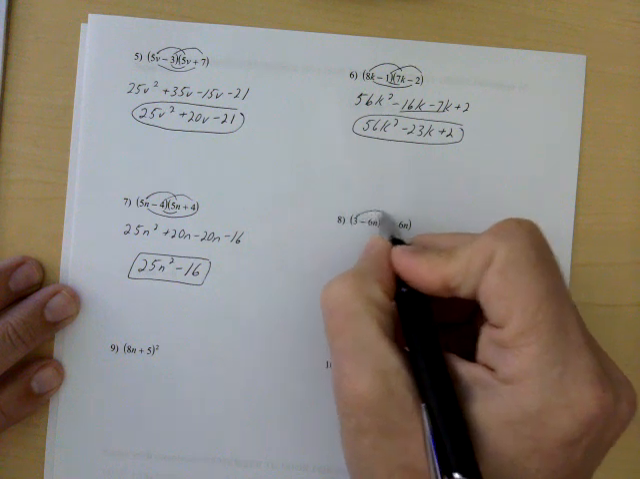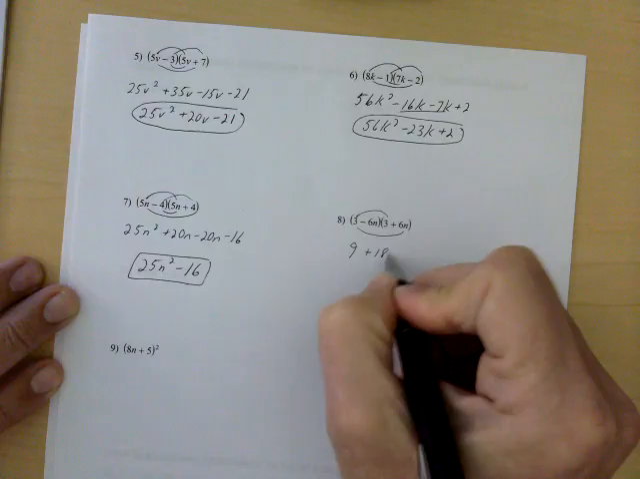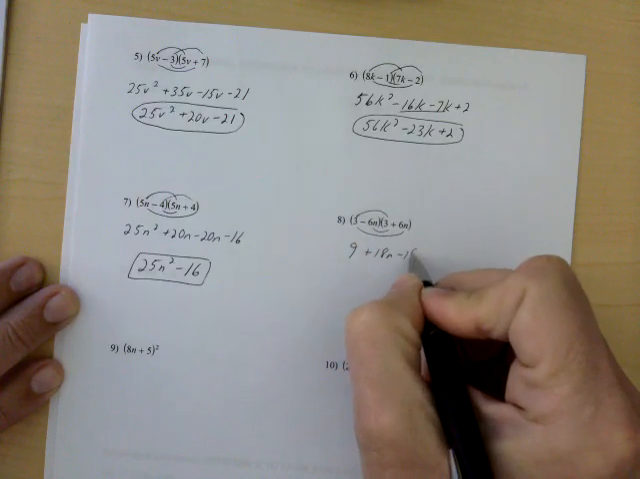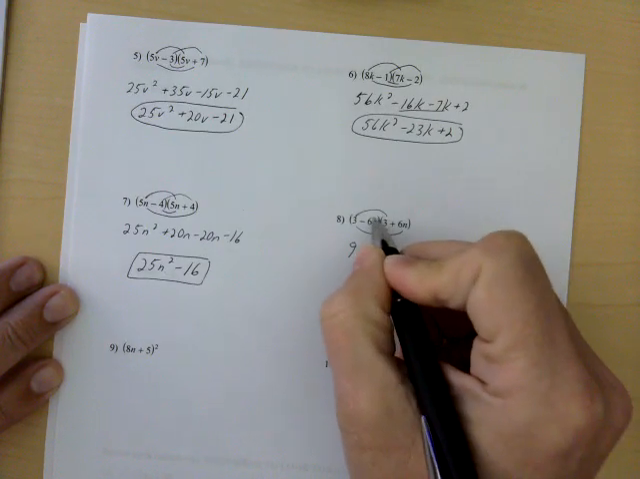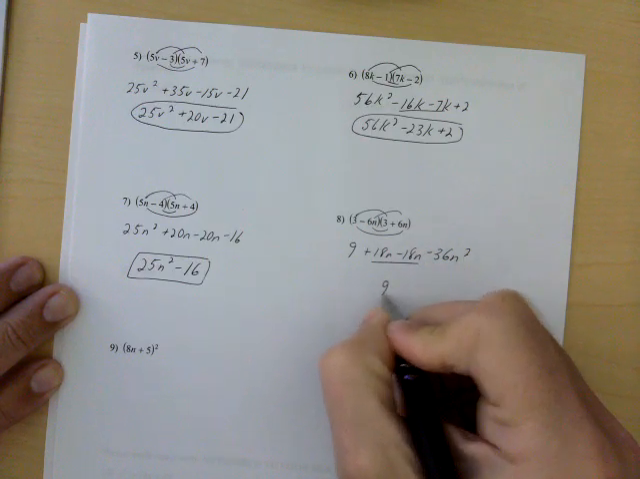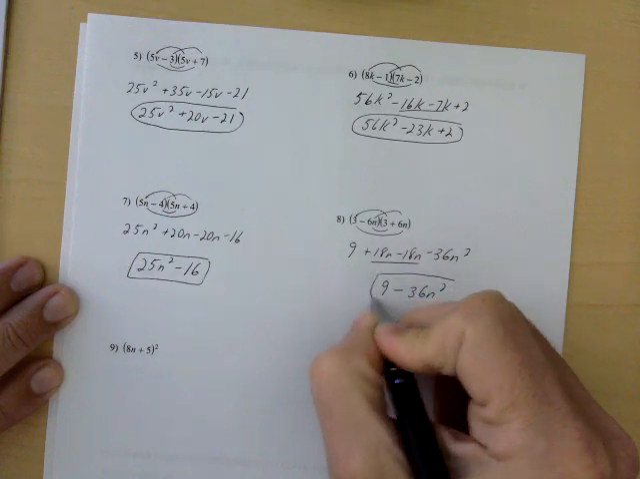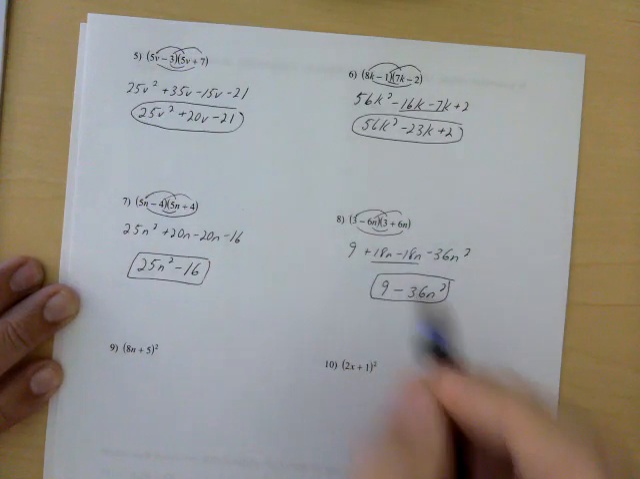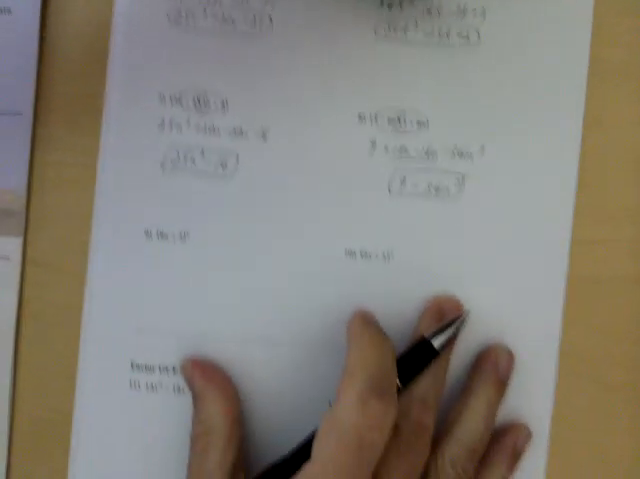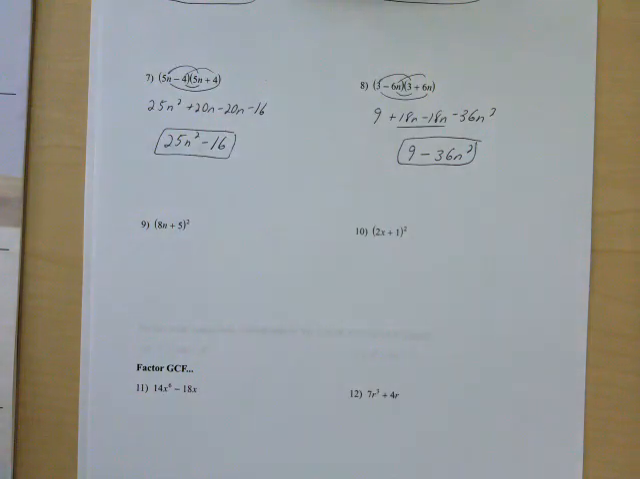Okay, here we have our 9, but our outers and our inners are going to disappear. These cancel out, and you're left with a minus 36n squared. So the final answer is 9 minus 36n squared. Again, a special case. Okay, so now we have to remember, when you square a binomial, you always get a trinomial.